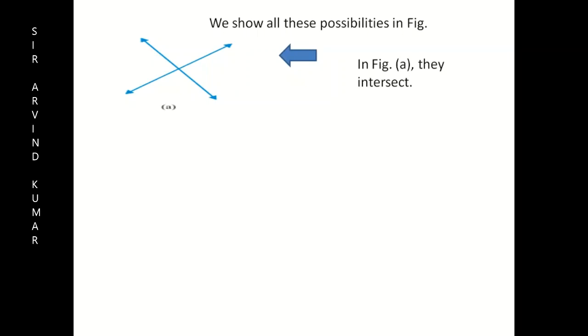Next, I will tell you the geometrical representation as well as the algebraic method to check whether two lines are intersecting lines, parallel lines or coincident lines. But now, first of all, we will start with the graphical method.